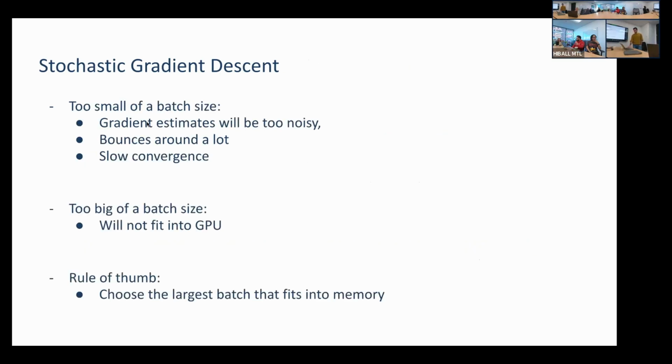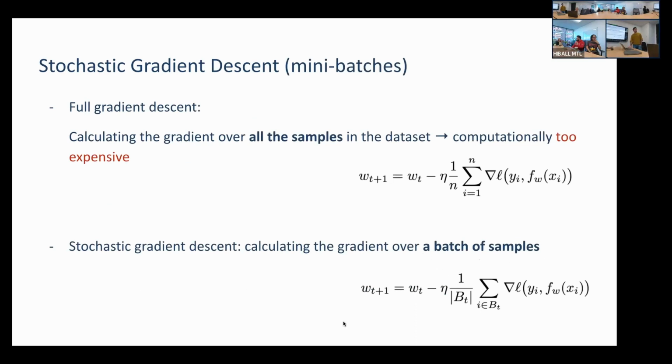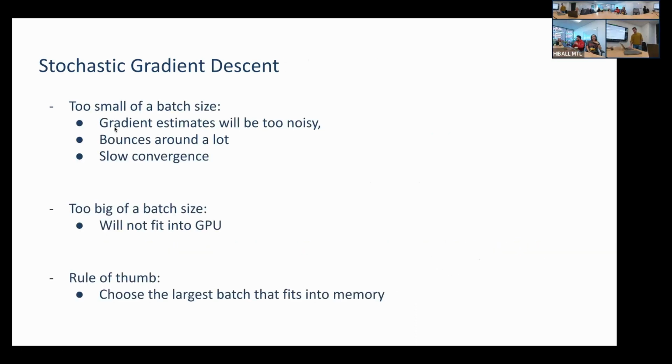You don't want your batch size, the samples over which you calculate the gradient, to be small because it will make your estimation of the gradient noisy. So your network will bounce around during training and the convergence will be slow. If it is too big, it will not fit into your device, your hardware, your memory. You can't do that, right? So the rule of thumb, it's not always true, but the rule of thumb is to choose the largest batch that fits into your memory. Take it with a grain of salt, but this is what you can start with.